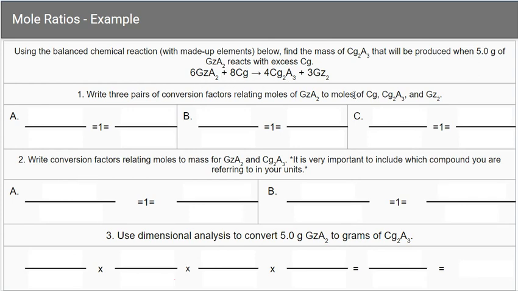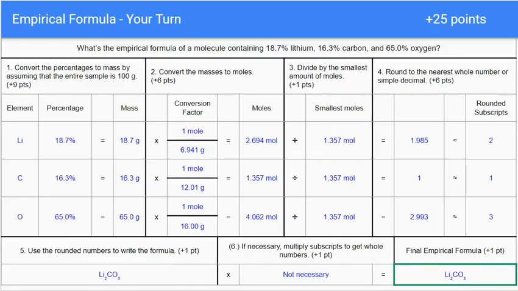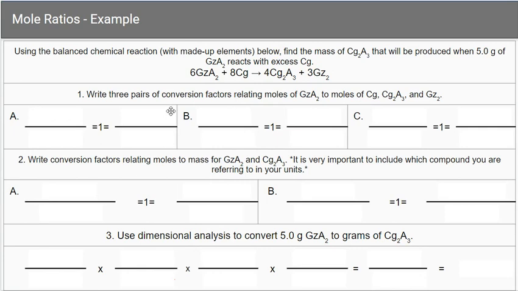So for example, this reactant is saying you're going to take 6 moles of GZA, and remember, these are made up elements. These are not in our actual periodic table. You have to use your made up element chart here. So it's 6 moles of GZA plus 8 moles of CG yields 4 moles of CG2A3 plus 3 moles of GZ2, right?